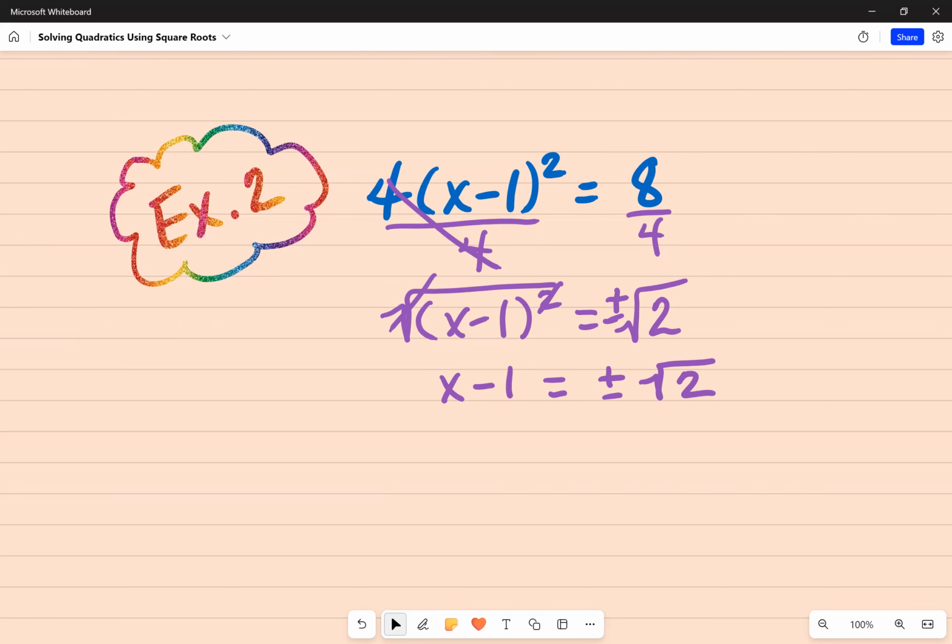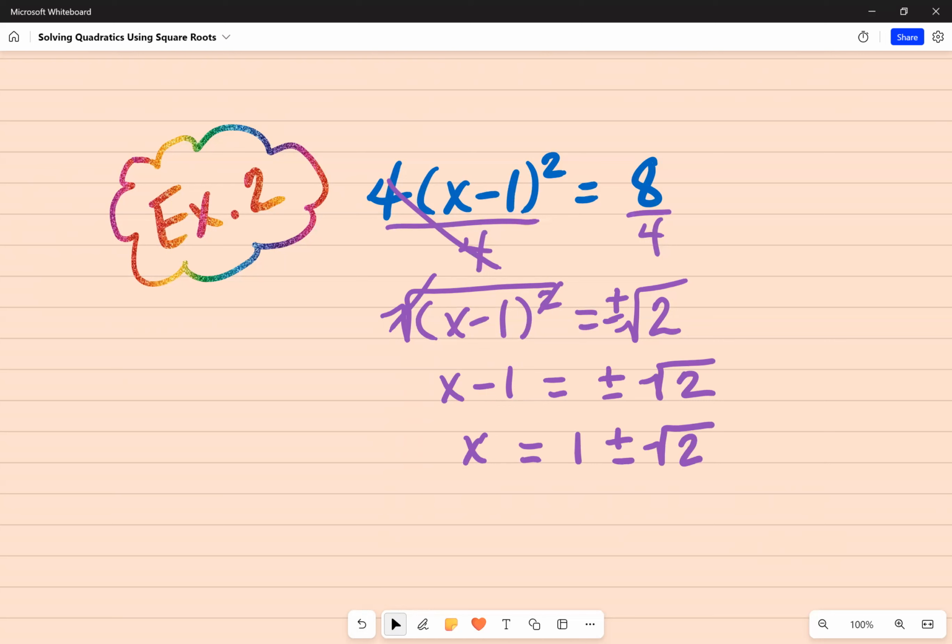Now, what I usually tell my students to do is take this number, including the sign, move it directly in front, and then you want to change that sign, because anytime you go from the left to the right, or to the opposite side of the equal sign, you want to change the sign. So that's going to be x is equal to 1 plus or minus radical 2.